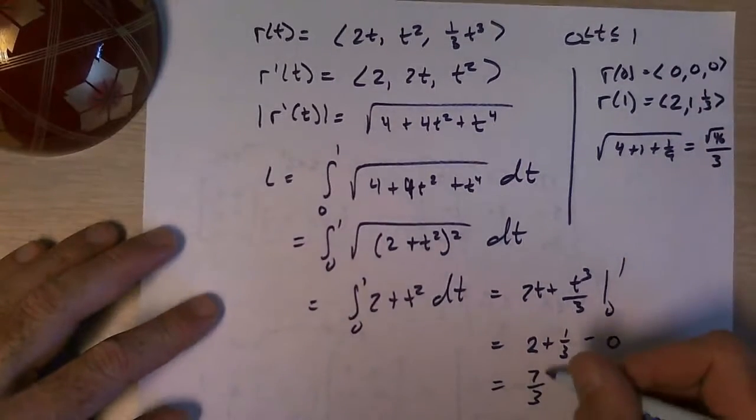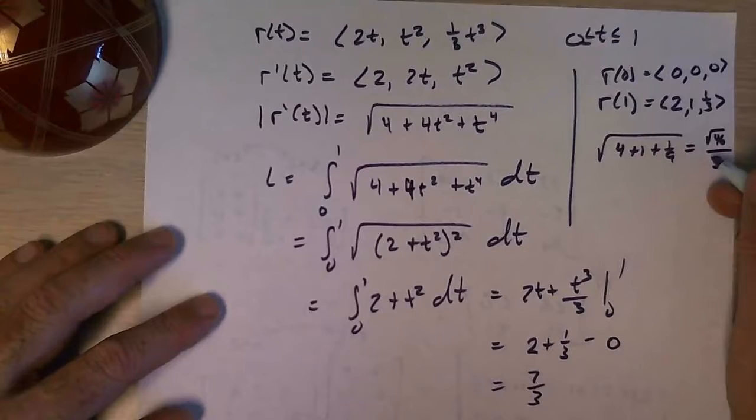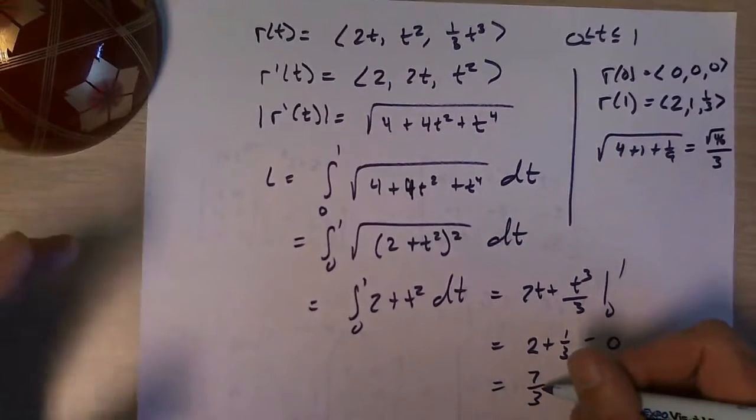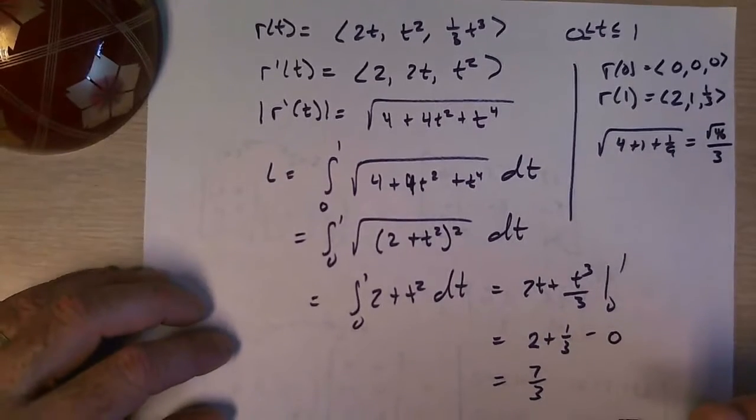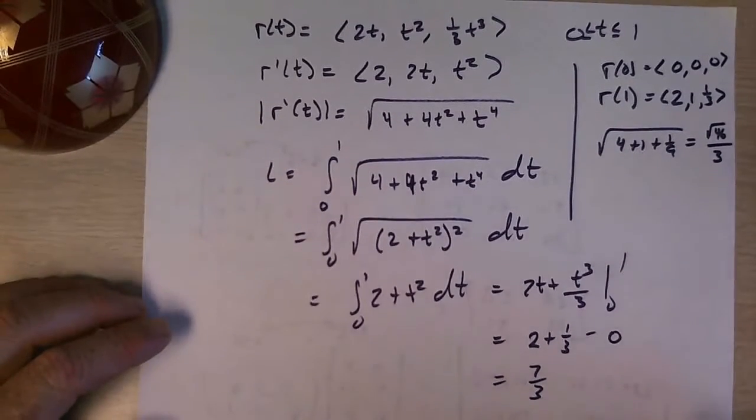Okay. If this had turned out to be a smaller number than that, then it's like, maybe I did something wrong. But with this being a little bit bigger number, it's like, yeah, that's plausible. It's within the realm of possibility. And, well, that's the length of the curve.